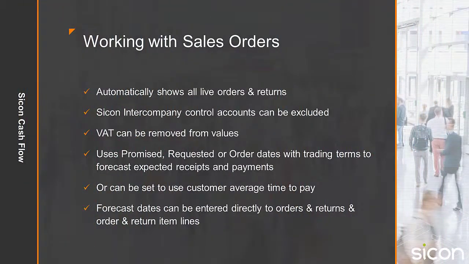Balances for live orders and returns automatically show on the cash flow forecast. Settings can be enabled to exclude intercompany control accounts and VAT amounts from the balances. Promise date and the trading terms is used to forecast the expected date for receipts and payments. If there's no promise date, the requested date is used, and if there's no promised or requested date, the order date is used.